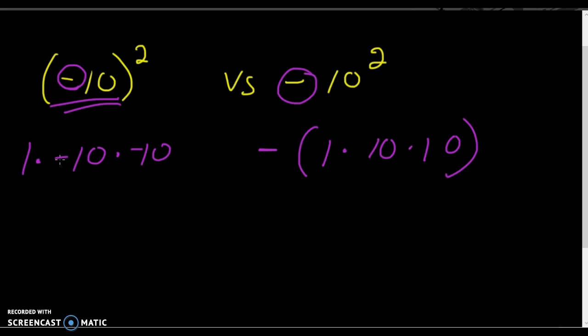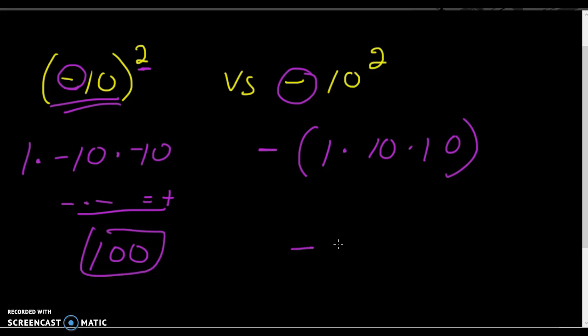The parentheses here is saying all of the stuff inside is being affected by this exponent. Whereas for this one here, we're going to do the exponent and then deal with the negative. So just to finish this up, this would actually be two negatives multiplied together, which you need to remember gives us a positive. So this is going to be actually 100 here, where this one is going to be negative 100.